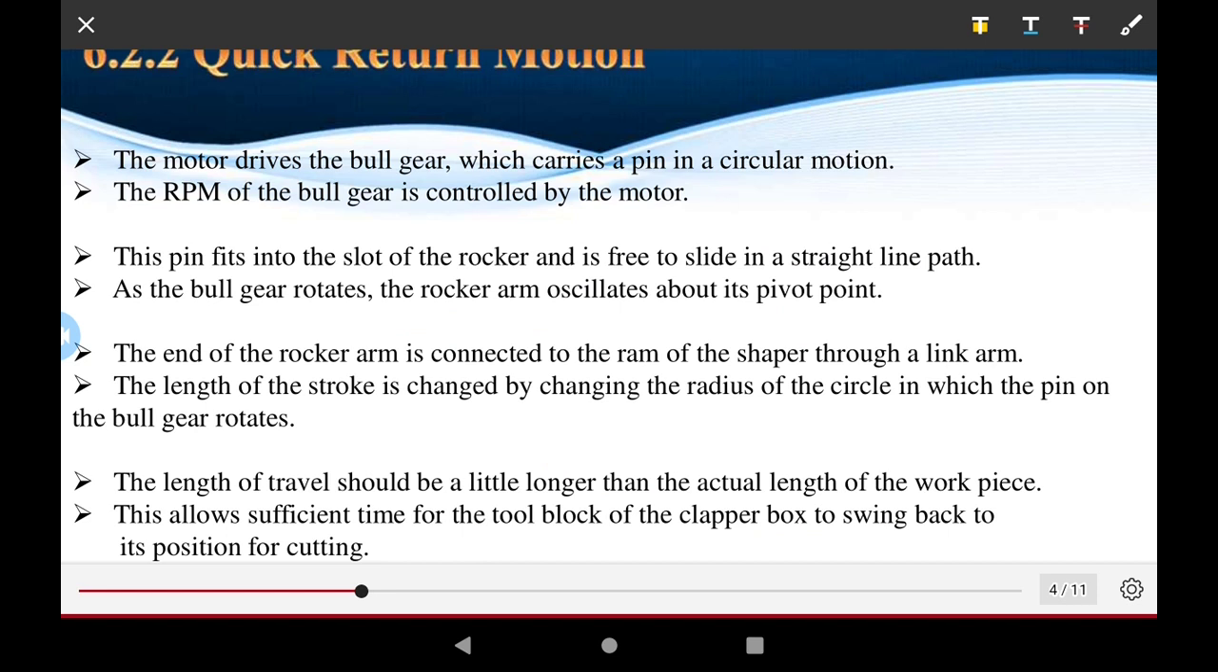The length of travel should be a little longer than the actual length of the workpiece. This allows sufficient time for the tool block of the clapper box to swing back to its position for the cutting.